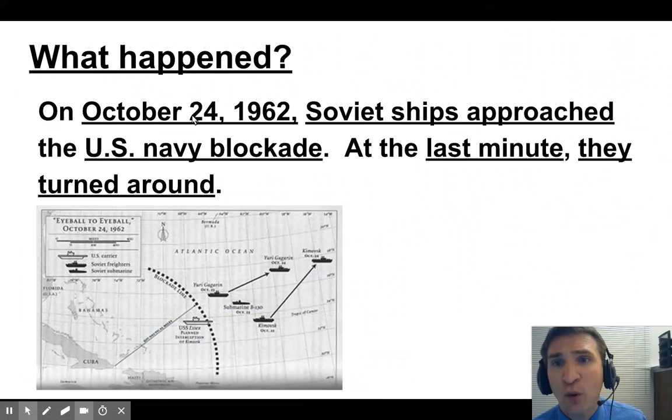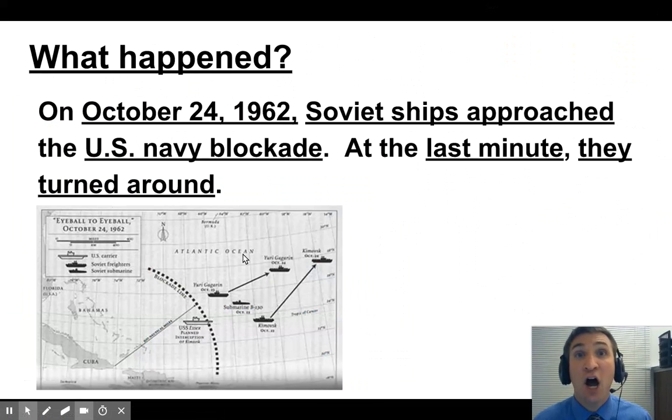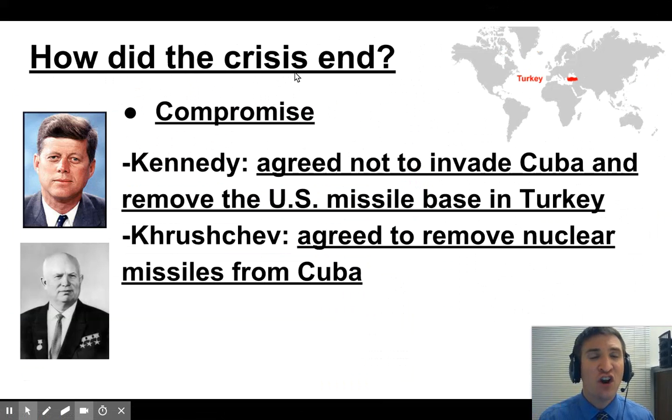On October 24th, 1962, Soviet ships approached the US Navy blockade. And at the very last minute, they turned around and did not try to go through the blockade. Otherwise, would World War III have happened? What would have happened? We'll never know. Thank goodness. How did the crisis end?